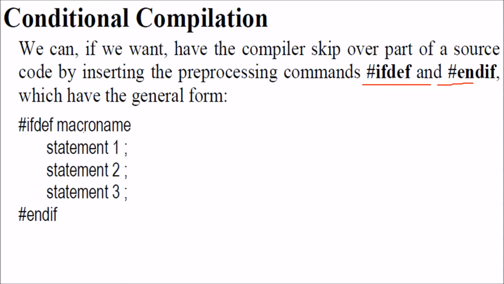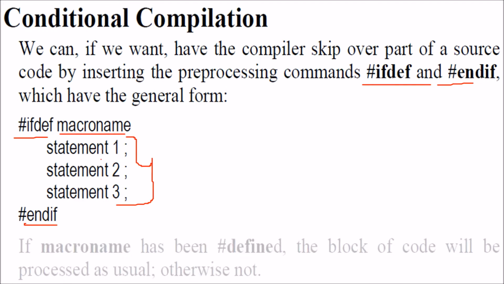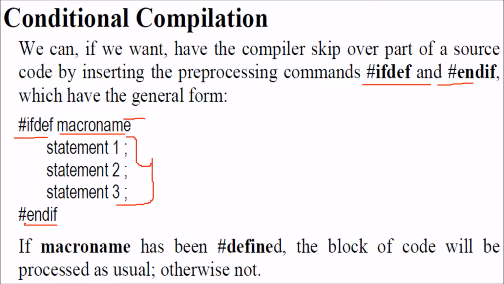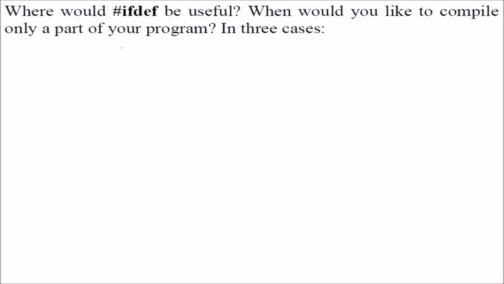Say you are trying to see the macro. If this is defined, then you will execute these 3 lines, otherwise not. This is the scenario. So if this macro name is defined, you have defined it somewhere, this block of code will work, otherwise it will not.